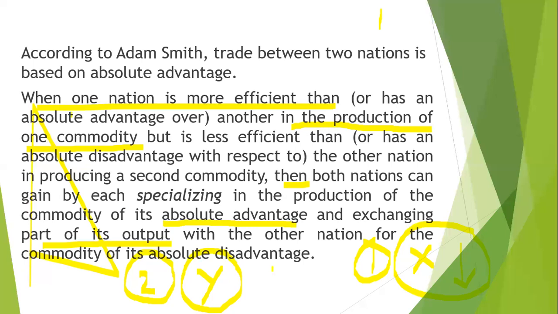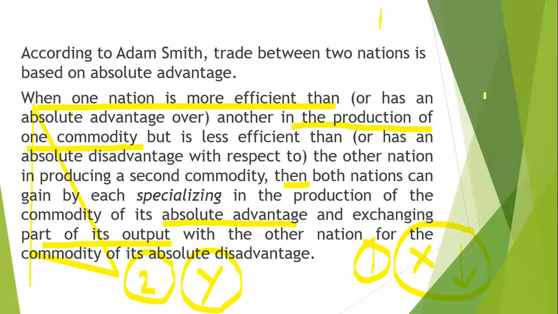Take two countries, India and UK, United Kingdom, and take two commodities, X and Y. If India is able to produce X more efficiently than Y, then you can say that in the production of commodity X, India has an absolute advantage. Whereas if UK is able to produce commodity Y more efficiently, then you can say that in the production of commodity Y, UK has an absolute advantage. So this is the meaning of absolute advantage.